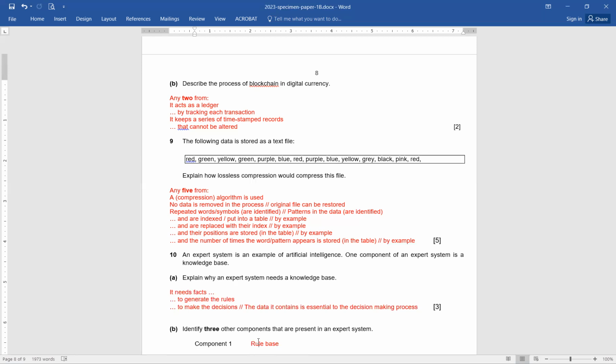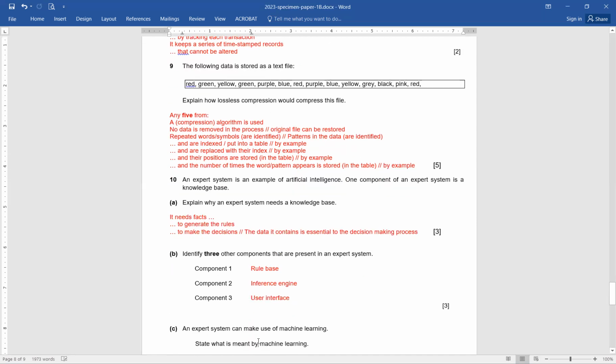Excellent, Ahmed. It's a database of knowledge about a particular subject. So why is it needed? It needs facts, which are needed to generate the rules, and these are needed to make the decisions. And the data that is present in a knowledge base is essential for the decision-making process. So if you have written 3 valid points, you can easily score 3 out of 3.